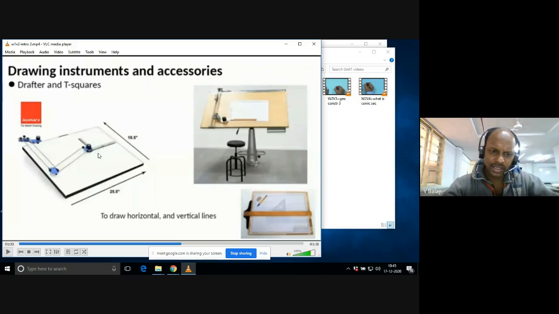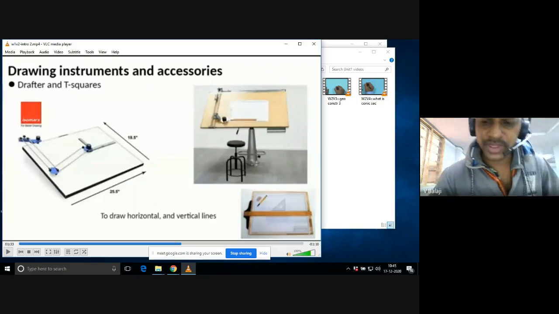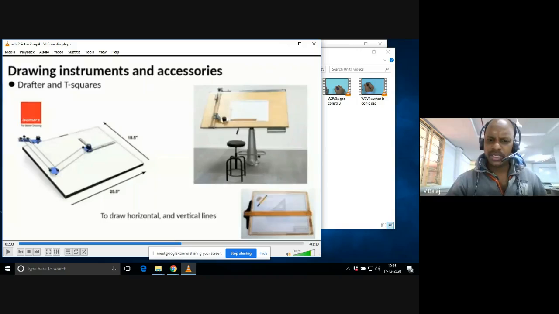And you can see the drawing board below this drafter. One A2 size drawing sheet is placed on the drawing board. If you can buy a drawing board also, it is good. Otherwise, use an ordinary table at home.